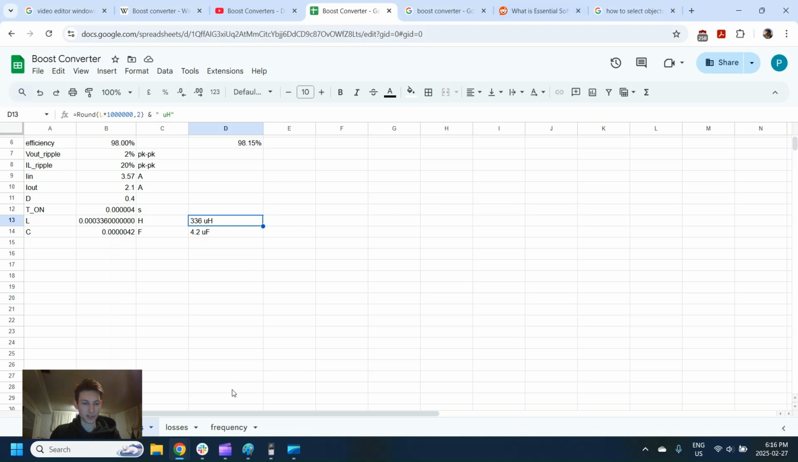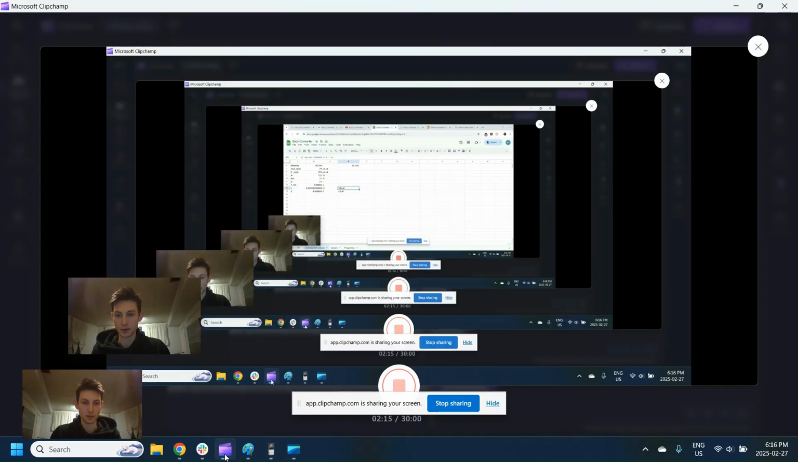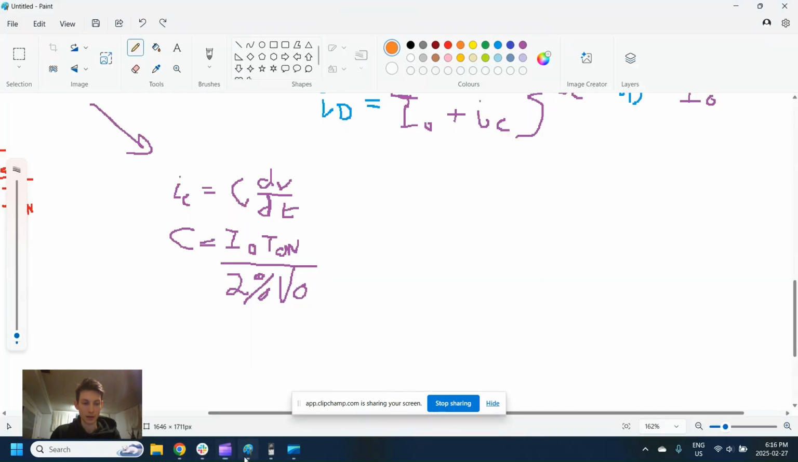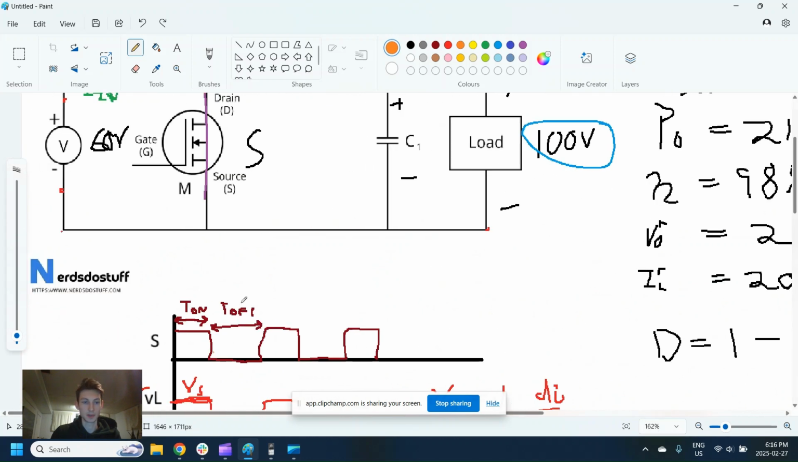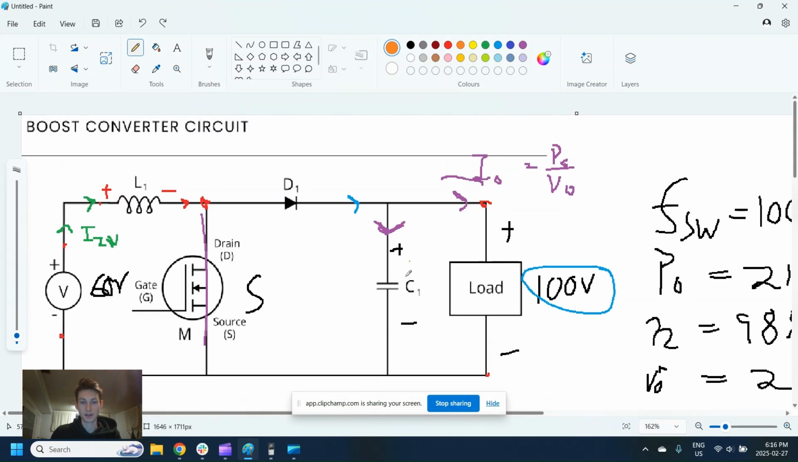So I hope this was useful. This is the purpose of the video. I just wanted to go over how to derive the component values for a boost converter, given some assumptions. So we've done that. We have the capacitance and we have the inductance. In future videos, I hope to talk about how to derive the efficiency of this converter given certain values. And then we'll go through component selection: how to select an inductor, how to select a capacitor.